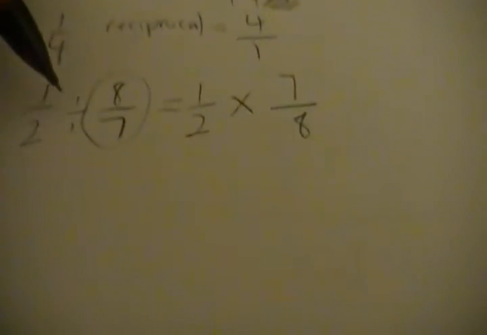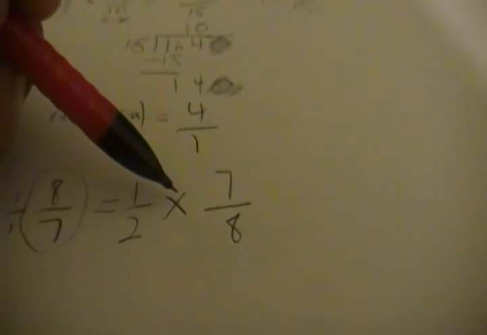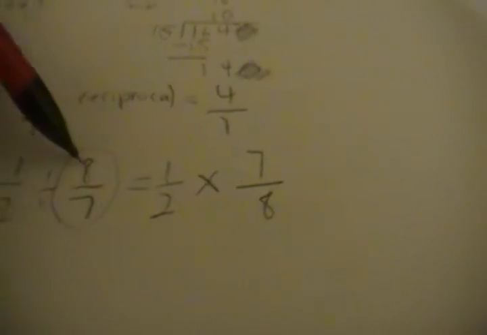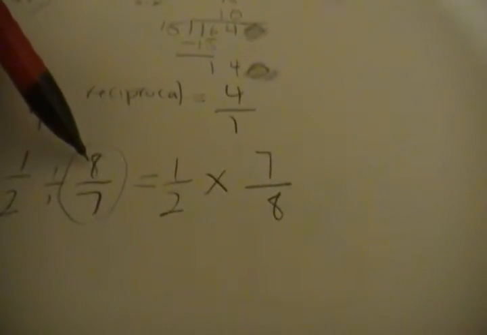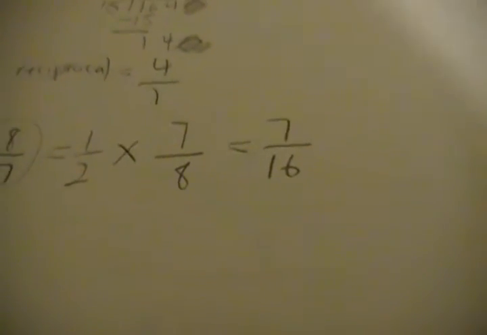So when you're dividing two fractions, it turns into multiplication, alright? And then you multiply that by the reciprocal of the second fraction, which is, in this case, 8 over 7. The reciprocal is 7 over 8. And then you just do the same process as you've done before. So it becomes 7 and then 16. Okay, so the final answer is 7/16.